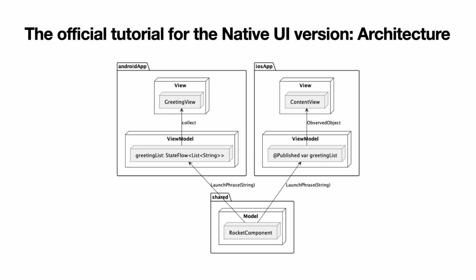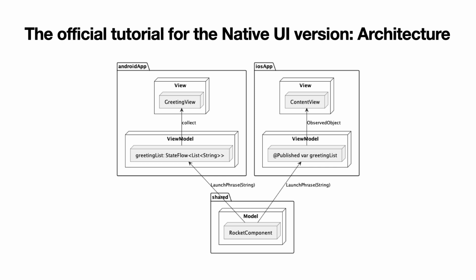In the tutorial example, the ViewModel includes the string received from the RocketComponent and stores it as a list of strings to be displayed on the screen, named greeting list. Whenever there's a change in the value of greeting list, the view is notified and the screen is redrawn. This mechanism of observing and notifying changes in values is achieved using a mechanism called StateFlow.